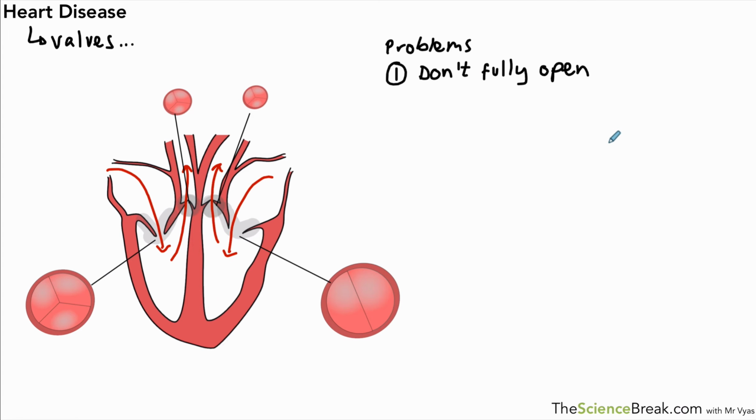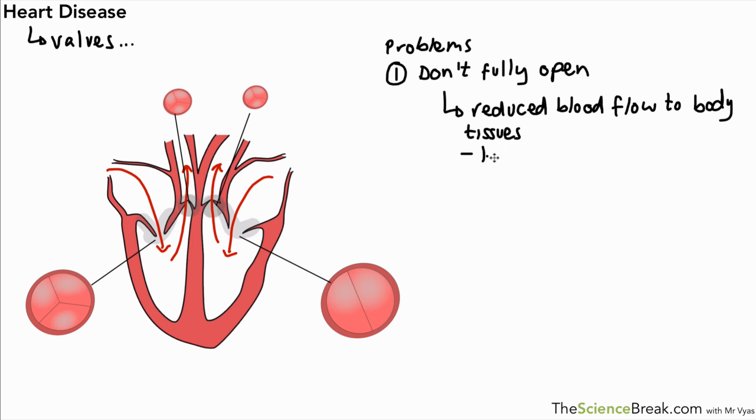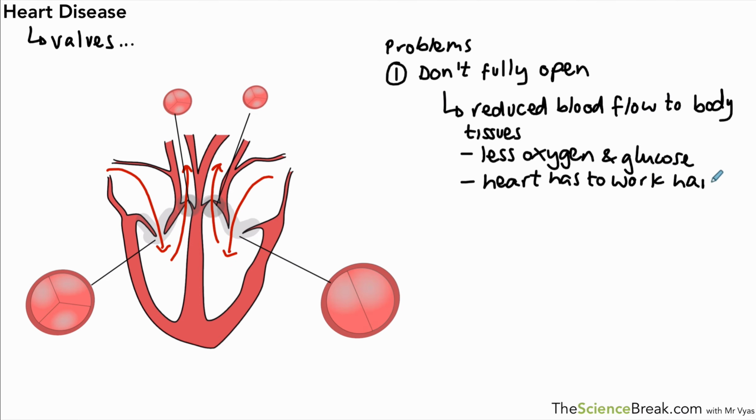Now this can be a problem because if they don't fully open, that means there is a restriction or a slowing of the blood flow. So we get a reduced blood flow, and if we get reduced blood flow from the heart, there's going to be less oxygen and glucose, and in fact other nutrients as well, getting to the respiring tissues around the body. That means the heart has to work much harder in order to get that blood to the tissues, and that could end up with chest pains because the heart is working so hard to try and get the blood to the tissues.